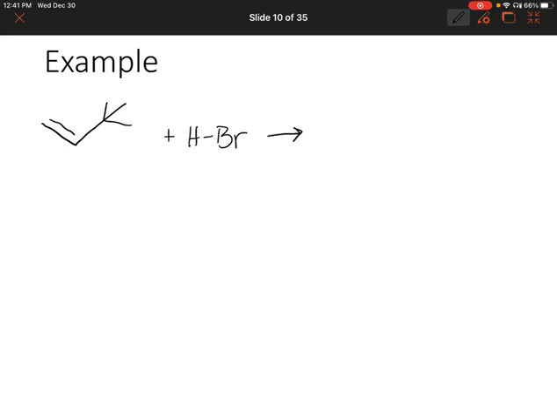So what I would like you to do is to try this problem on your own first and see if you can figure out which product or products you end up with. So you might end up with more than one, but just kind of work through it on your own first. You can pause the video, and then when you unpause, we'll go over it together.